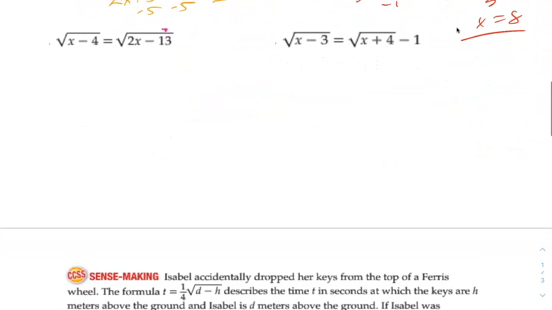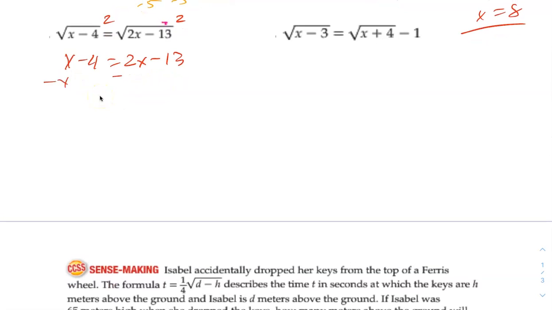Next one, one's super easy, one's disgusting. So let's do the super easy one first. Hey, how do I solve this? Square both sides. So you get x minus 4 equals 2x minus 13. Now remember, I have x on both sides, so you get them on the same side. I'll move the x over here and I'll move that over there. So minus x plus 13, plus 13. 9 equals x. Done.